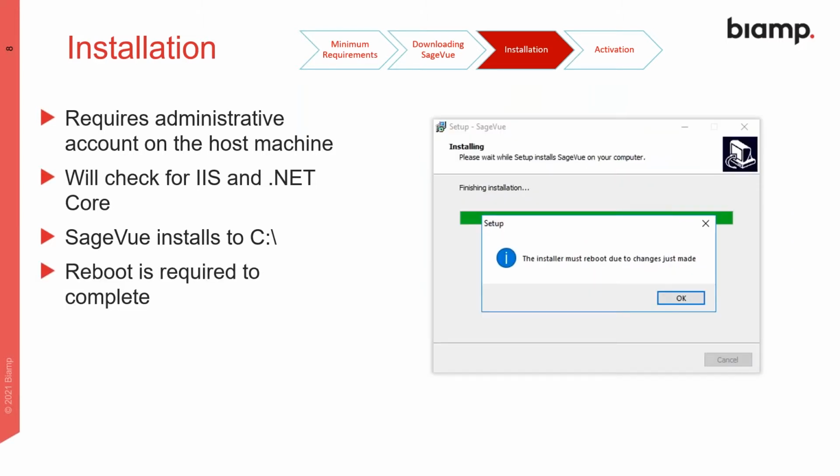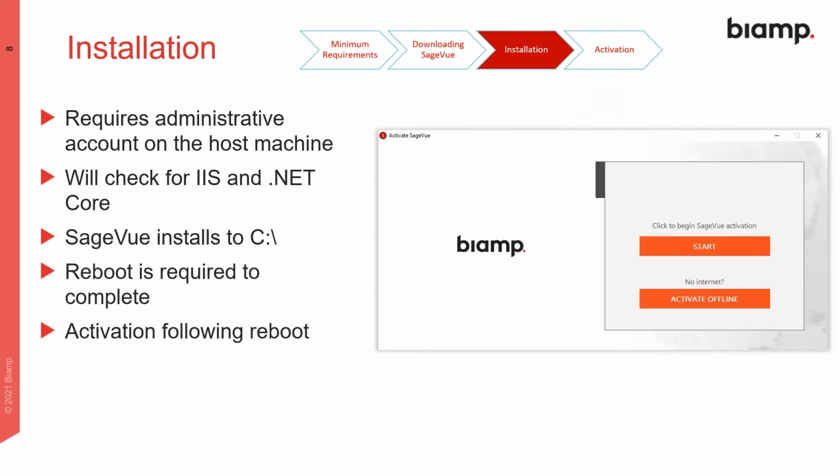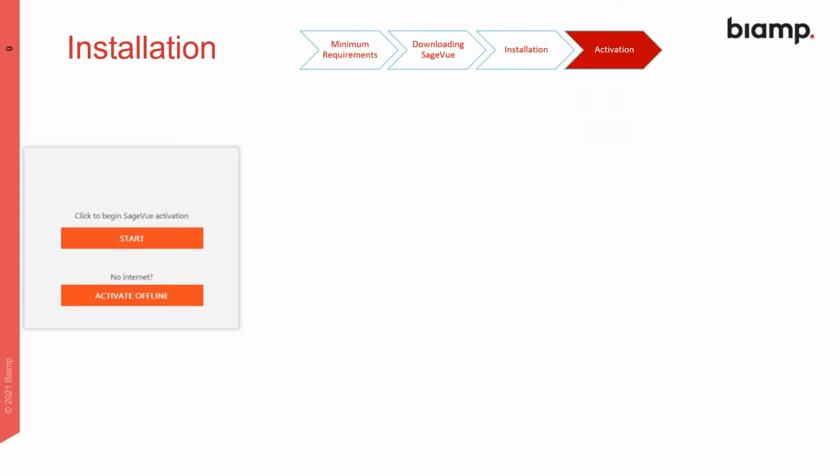Installation is going to require a reboot, and this is really where that administrative account requirement comes into play. So you're logged in with the administrative account. After the initial first portion of the install, it's going to reboot. You want to log back in with that same administrative account. And once you're logged back in following that reboot, SageVue is going to prompt you for an activation. And so we'll take a look at that process now. So first is install, followed by reboot, and then we have the SageVue activation process.